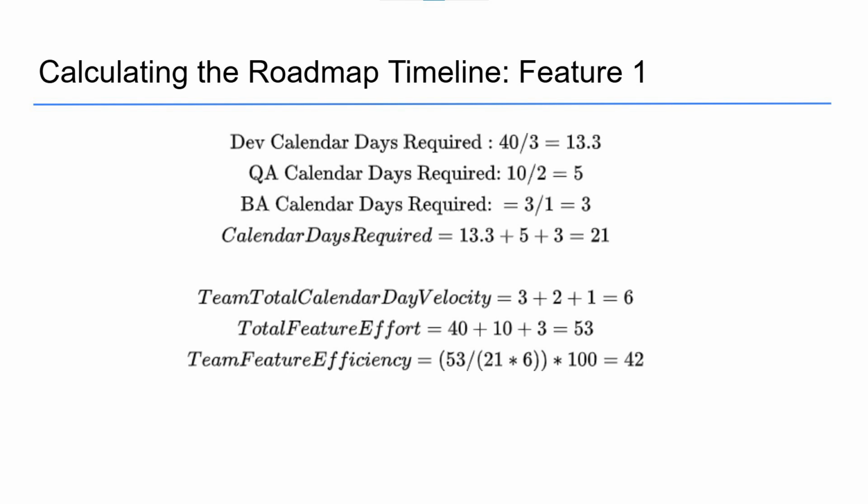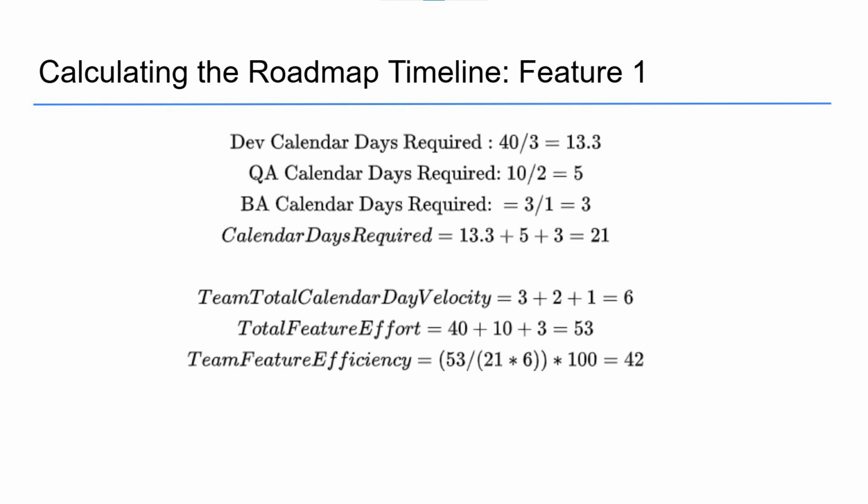In order to do that, we need to sum together the team calendar day velocities for all resources. To calculate feature effort, we just need to sum up the effort estimate for all resources of our feature. Finally, to get team efficiency, we need to divide the feature effort by total available team velocity for the calendar days scheduled. With this calculation, we can say that the team 1 efficiency for implementing feature 1 will be 42%.